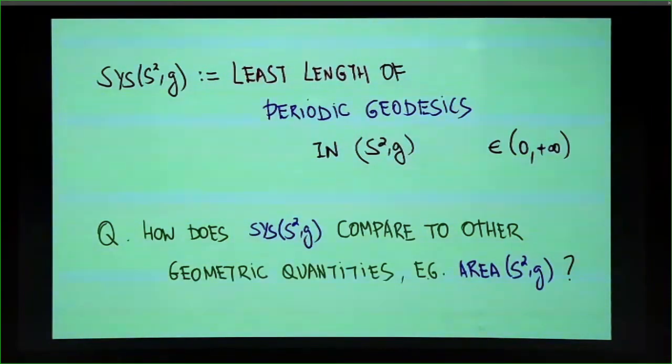Okay, so this is the systole of a Riemannian two-sphere, and now that we have this number, the interesting question is, well, what kind of geometric feature of the sphere is it capturing, right? So what kind of geometric information does it contain?